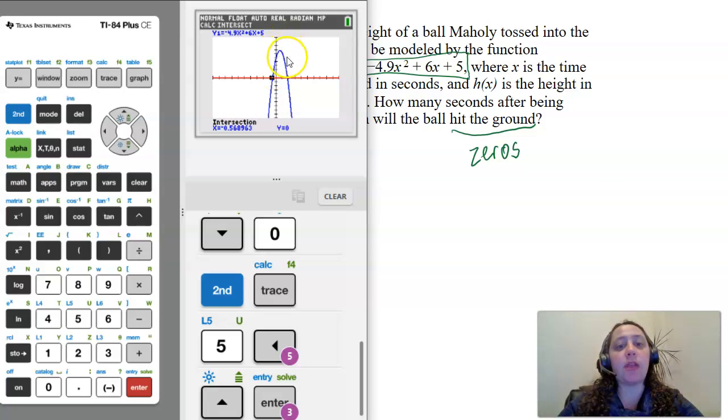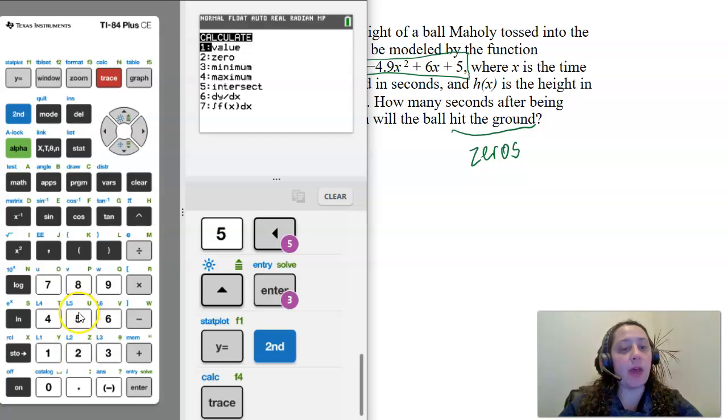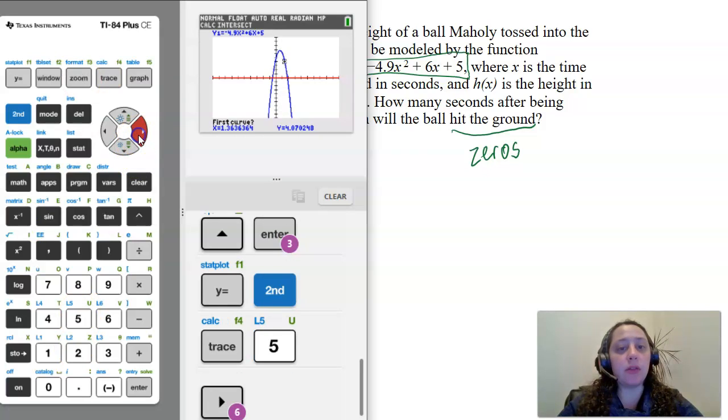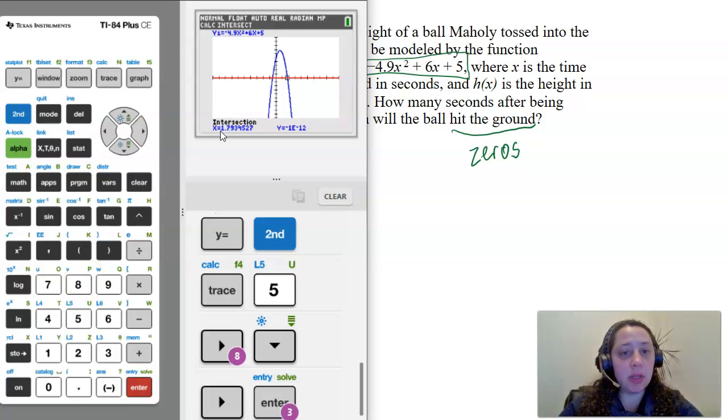So I have to find the other root, the other 0. So I'm going to go back to y equals second trace 5. Now I'm going to move to the other root because I want a positive value here and press enter 3 times. This x value, 1.7934, is our second root.